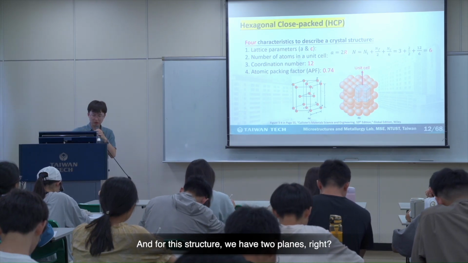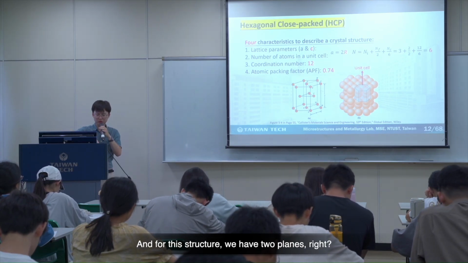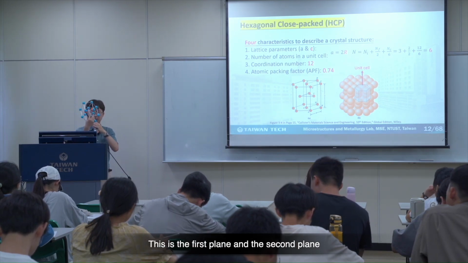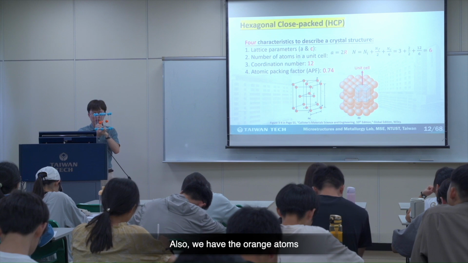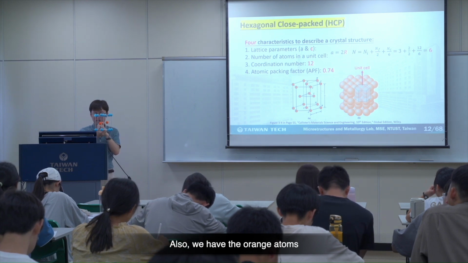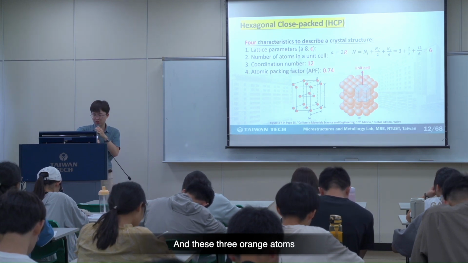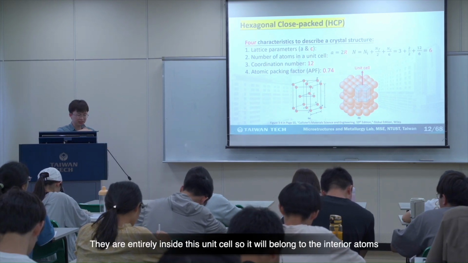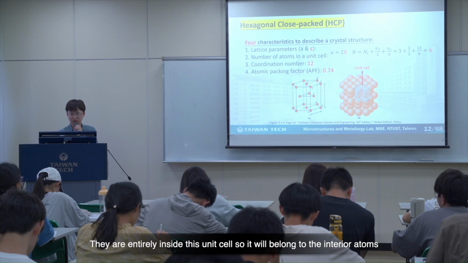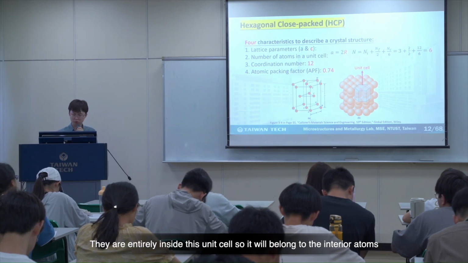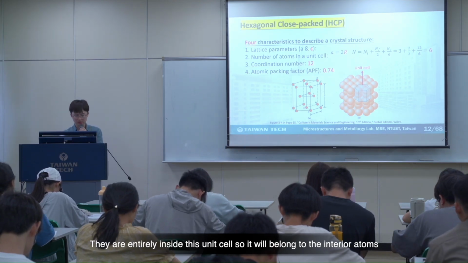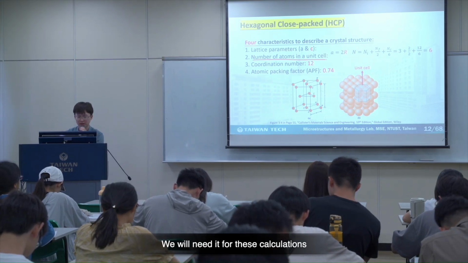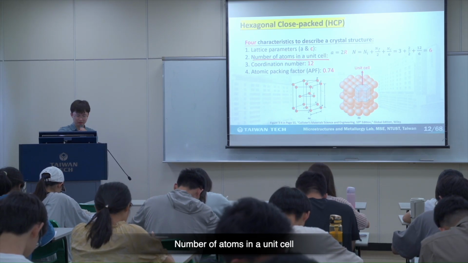And for this structure, we have two planes, right? This is the first plane and the second plane. And also we have the orange atoms. And these three orange atoms, they are entirely inside these unit cells. So they will belong to the interior atoms. Okay, we will need it for this calculation, number of atoms in unit cell.